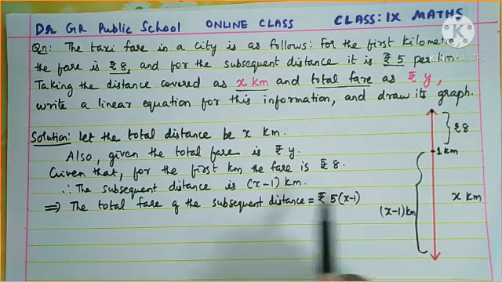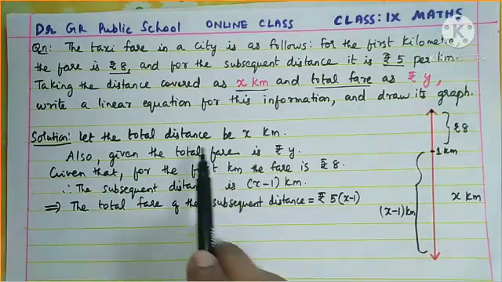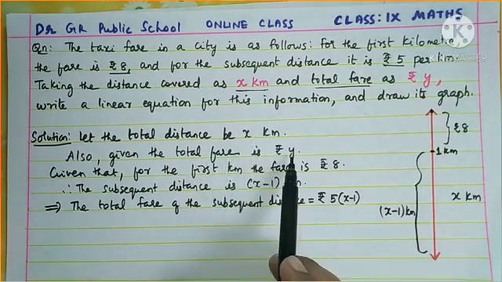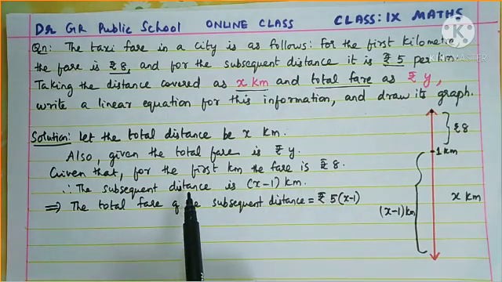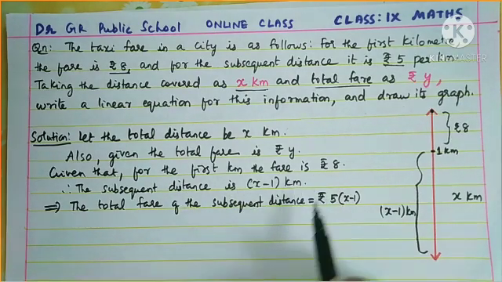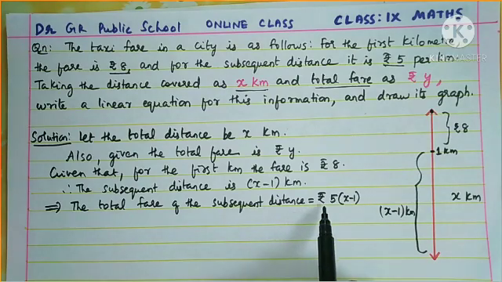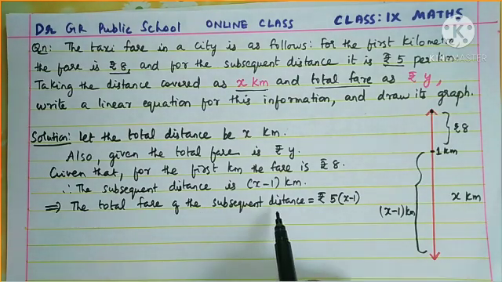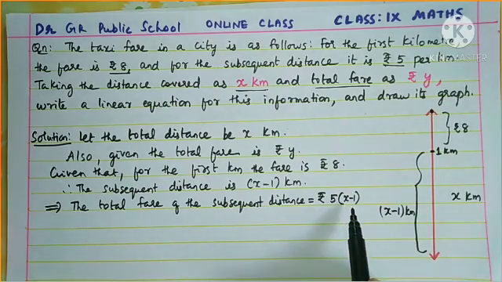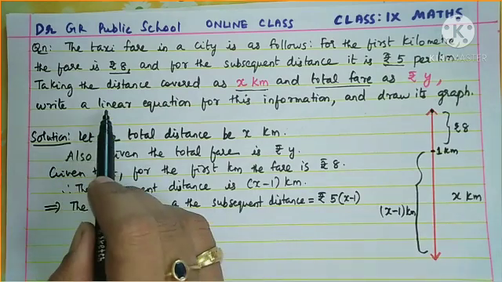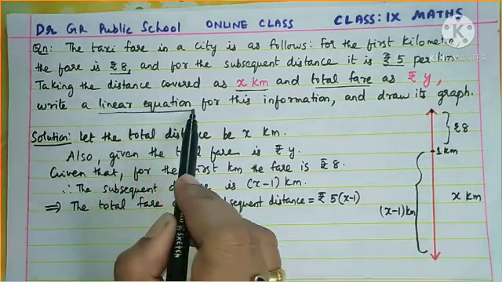Understood? Now, these are the things given in the problem. Total distance x, total fare y. For the first kilometer rupee 8 is paid, and for the remaining distance, for each kilometer 5 rupees is paid, so the total fare of the subsequent distance is 5 into the remaining distance x minus 1. Now what is our aim, children? What do we want to do first? We want to form the linear equation.